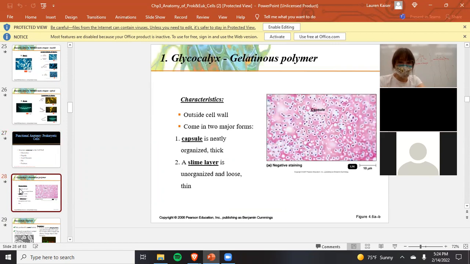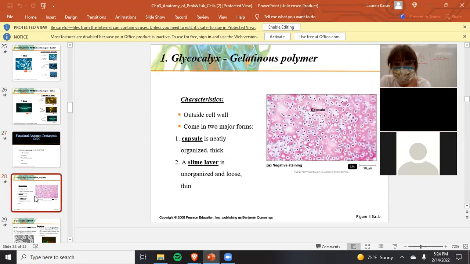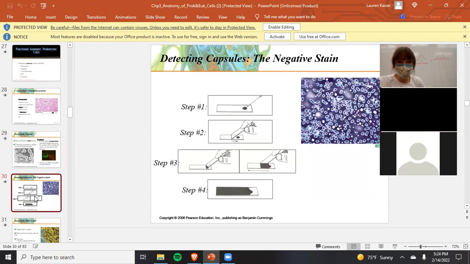So remember, what are the 2 glycocalyx that bacteria can have? Okay. There you go. So slime layer and capsule are our 2 glycocalyxes that we can have. So remember the characteristics of both, and remember that they are mainly used to protect against phagocytosis.